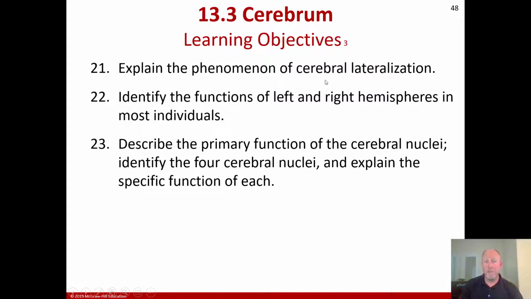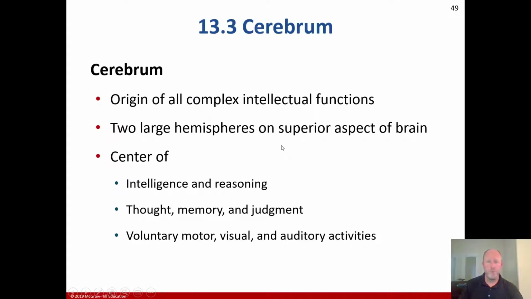You should also be able to explain the phenomenon of cerebral lateralization, identify the functions of the left and right hemispheres in most individuals, describe the primary function of the cerebral nuclei, identify the 4 cerebral nuclei, and explain the specific function of each. So the cerebrum is the origin of all the complex intellectual functions.